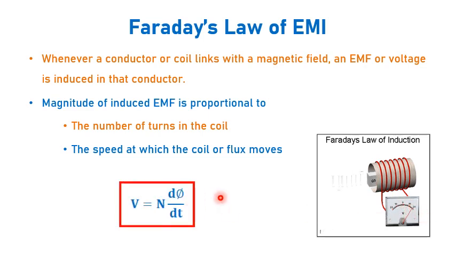Therefore it can be written as an equation that the induced voltage V is equal to N into d phi by dt, where N is the number of turns in the coil and d phi by dt is the rate of change of flux, how fast the flux is linking with the coil. That is what d phi by dt is. So please remember this formula, V is equal to N into d phi by dt.